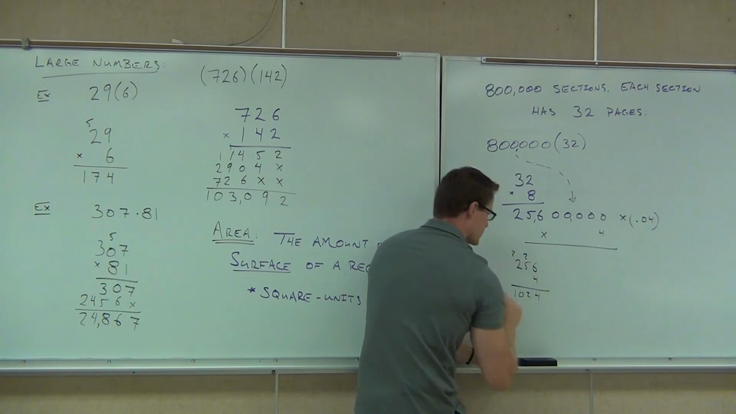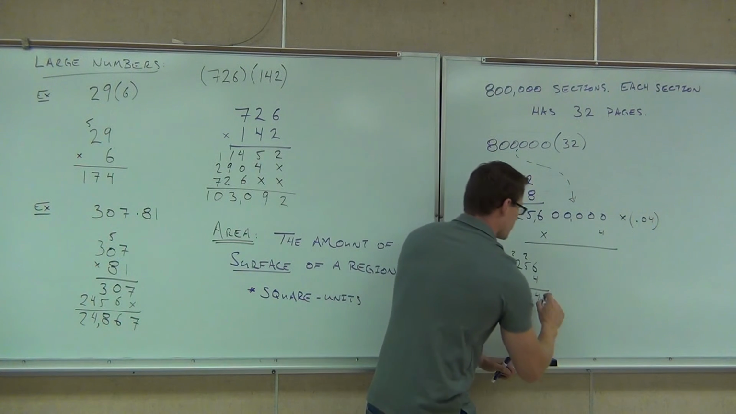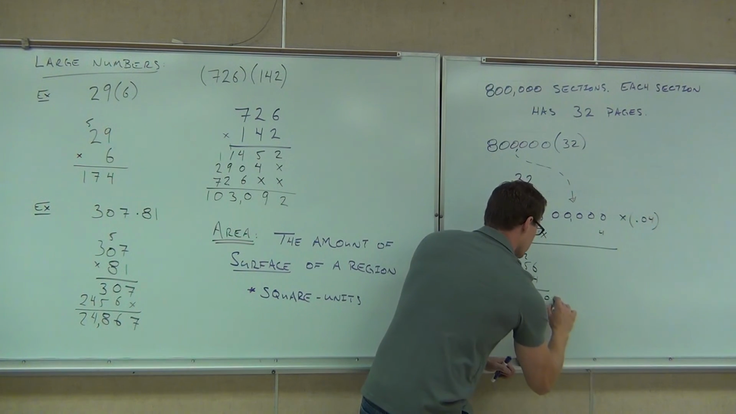Which you all know how to do now. Did you get 1,024 also? Yeah. Add on those 5 zeros again.